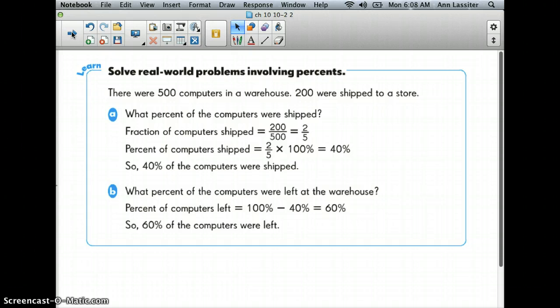Another interesting concept is if they're telling you that 200 were shipped to a store, they're also inadvertently giving you the information about how many weren't shipped, and you can answer that question. What percent of the computers were left at the warehouse, or how many computers weren't shipped? So it would be the difference between the ones that were shipped and the ones that they had in all. So you would do 100% minus the 40%, which is 60%. I kind of think of this as the complement of the answer to the original question.